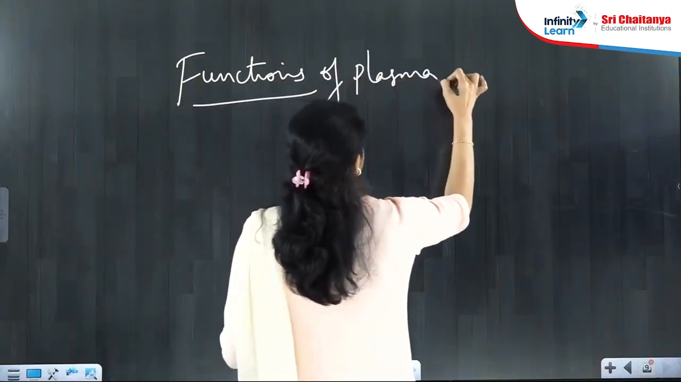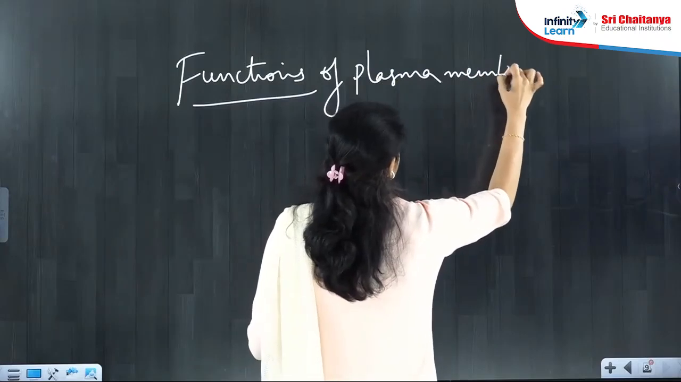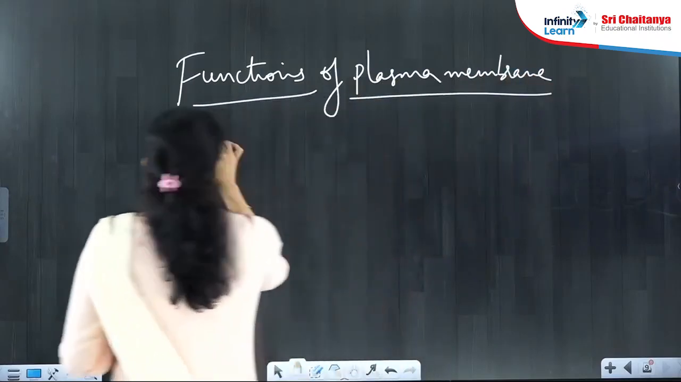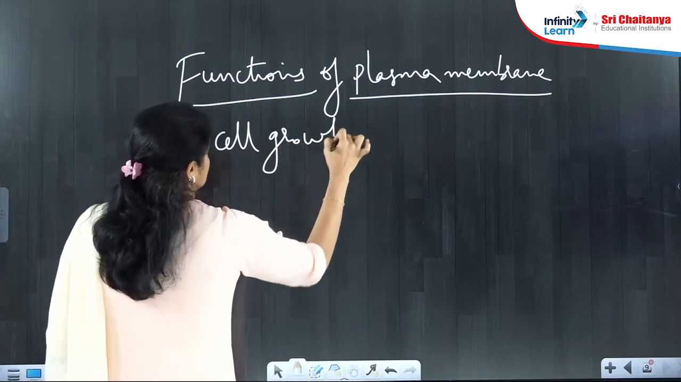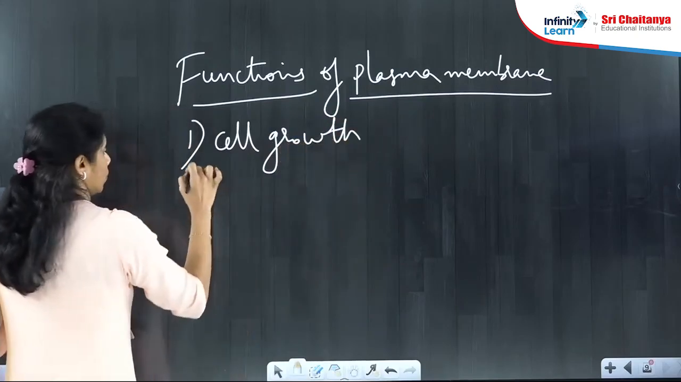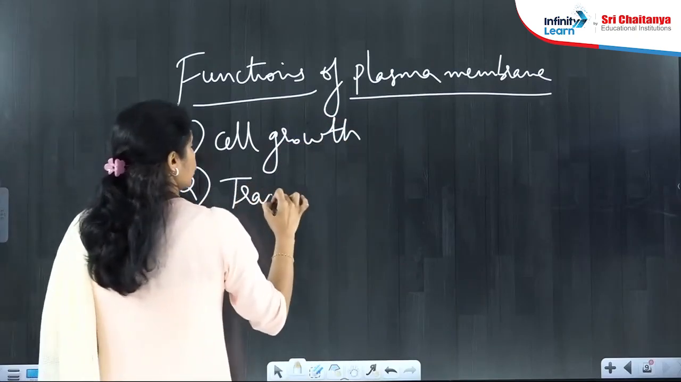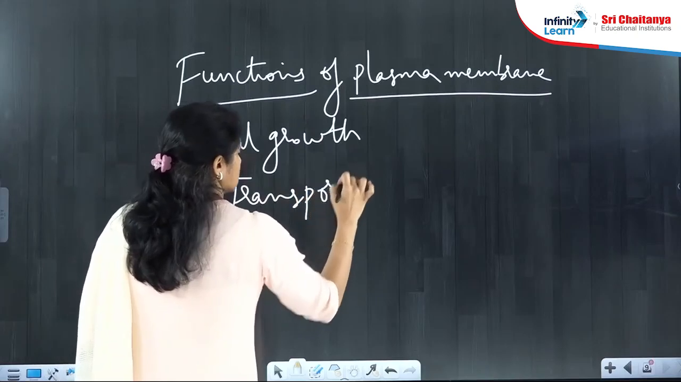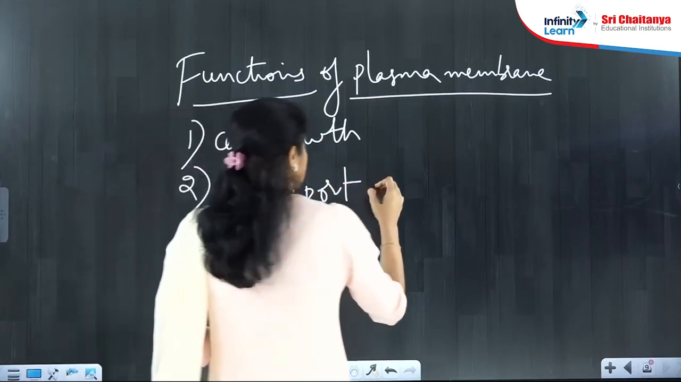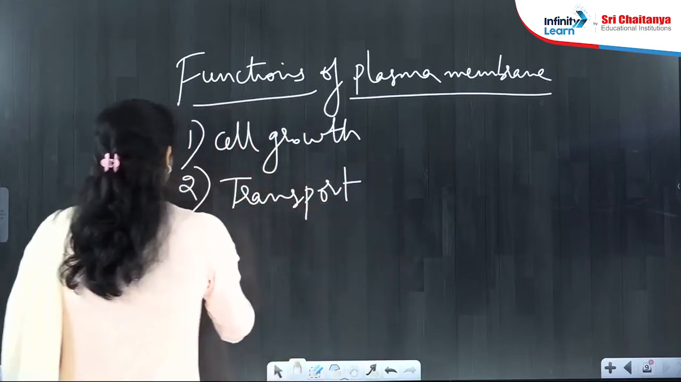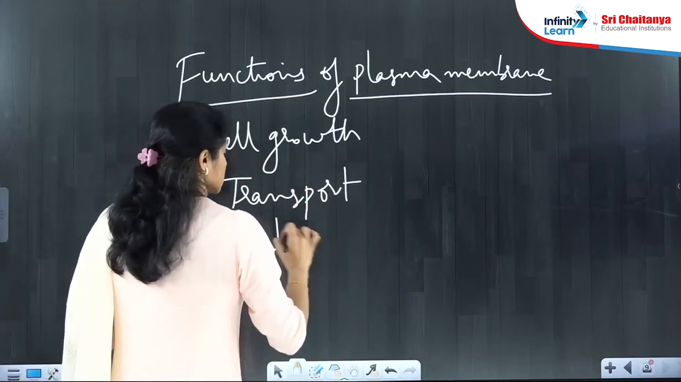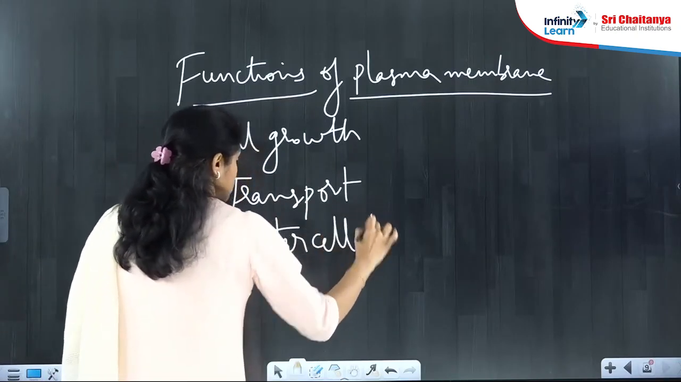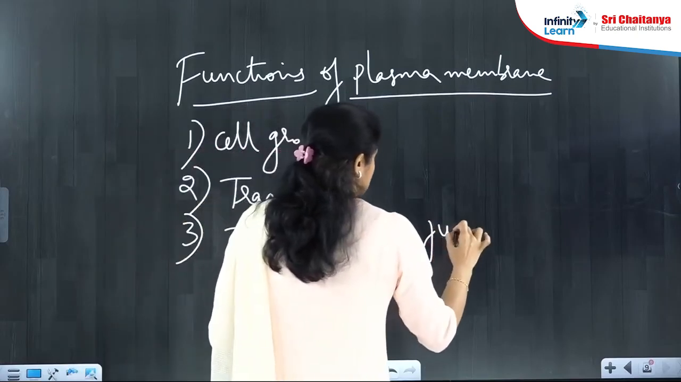It is concerned with cell growth. The first function, it is involved in cell growth. It is involved in the transport of molecules. You have seen already, transport protein is there. Transport it is involved. Then it will form the intercellular junctions.